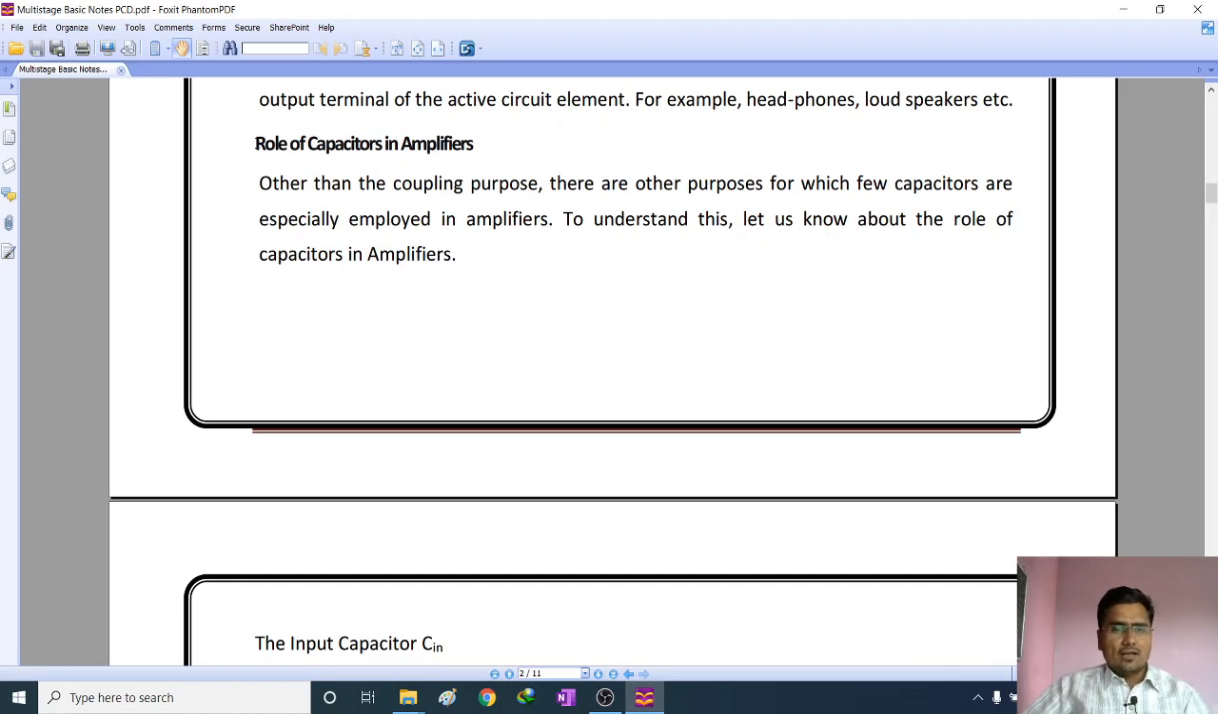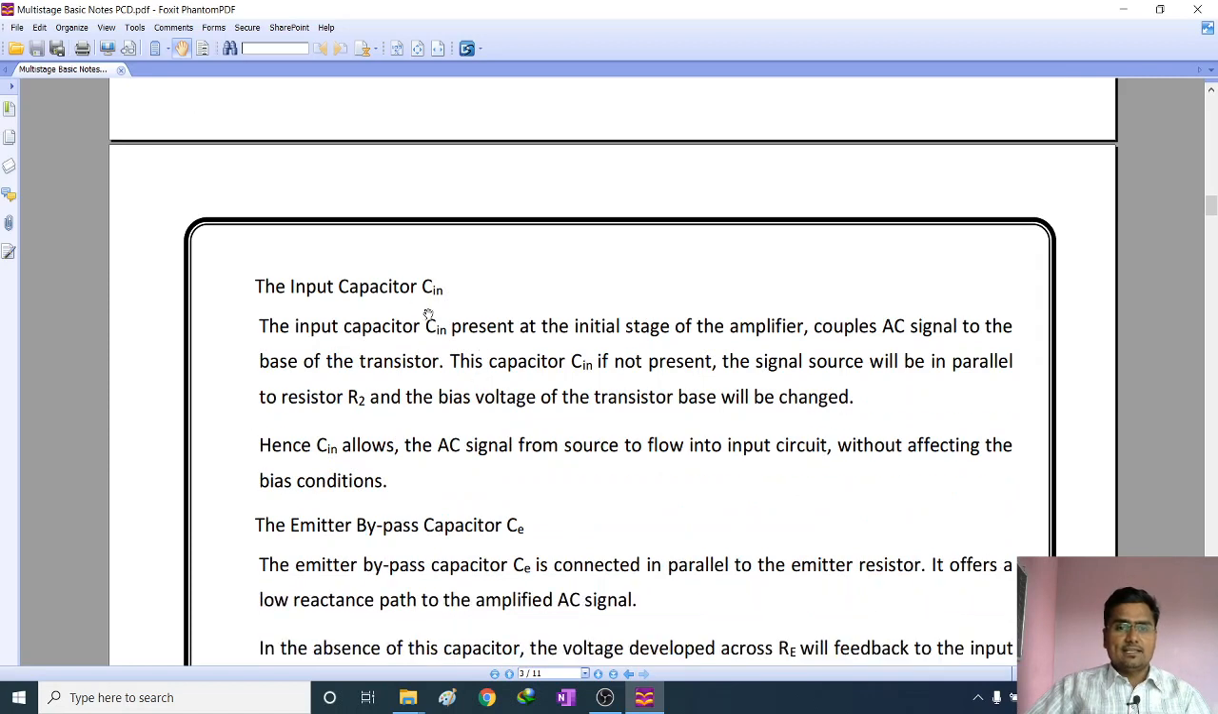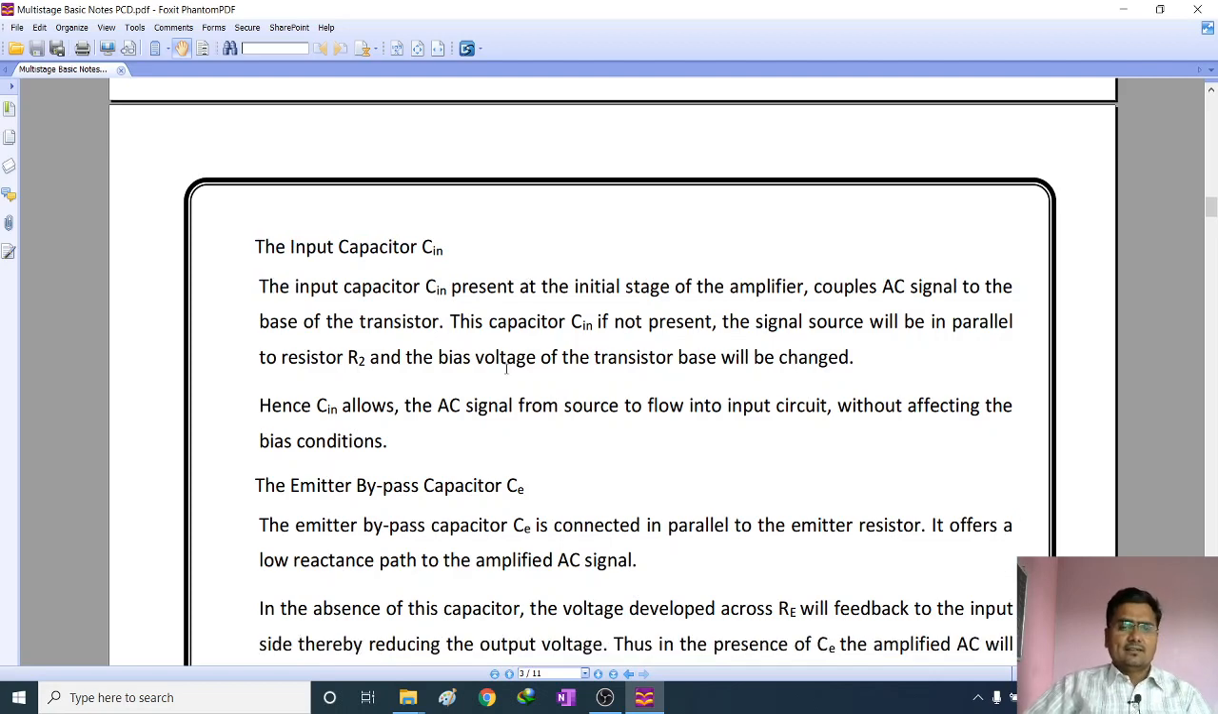Now look at this, the role of capacitors in an amplifier, and that role is well known to us. So as a formality I will repeat that. What is the role? Look at this, the input capacitor. What is the role of that input capacitor? In fast mode, let us discuss. Input has to be coupled to the base of an amplifier. That is the role of the input coupling capacitor.